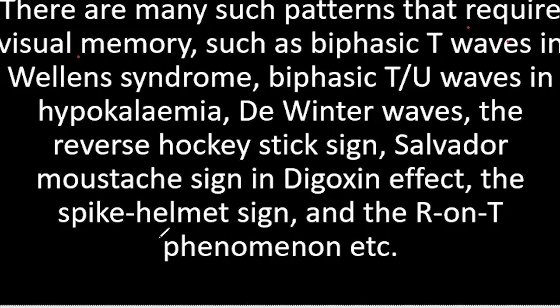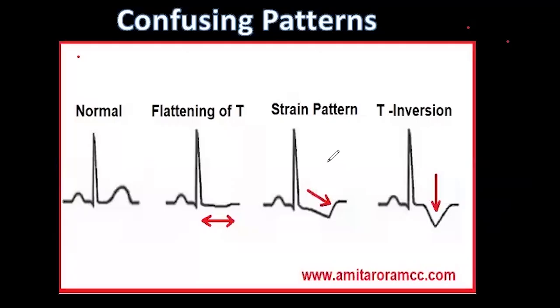There are many such patterns that require visual memory, such as biphasic T wave, Wellen syndrome, biphasic TU in hypokalemia, De Winter wave, reverse hockey sign, Salvador sign, digoxin toxicity, spike helmet, and so on. So confusing patterns are everywhere in ECG.